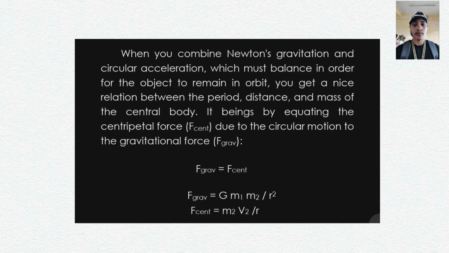When you combine Newton's gravitation and circular acceleration, which must balance in order for the object to remain in orbit, you get a nice relation between the period, distance, and mass of the central body. It begins by equating the centripetal force due to the circular motion to the gravitational force.